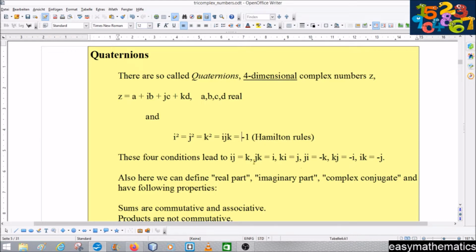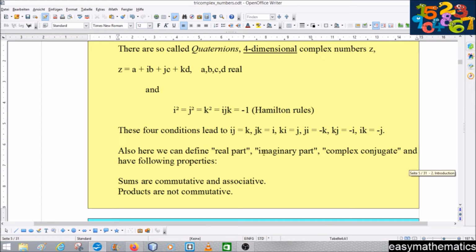And notice that these multiplication rules, they are not commutative. Yeah, so I times j is k, but j times I is -k. And also here we can define a real part and imaginary part, and here the imaginary part would be a vector with 3 components. We can define complex conjugate and stuff like that. And we have the following properties: the sums are commutative and associative. This is quite obvious, but the products are not commutative, and we can see this of course by the multiplication rules here, okay?